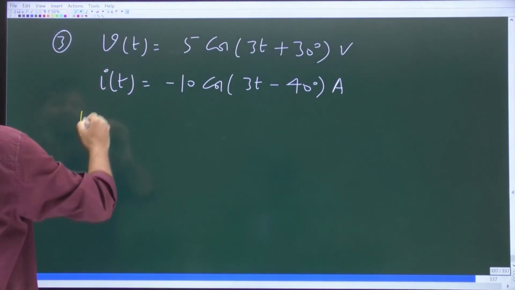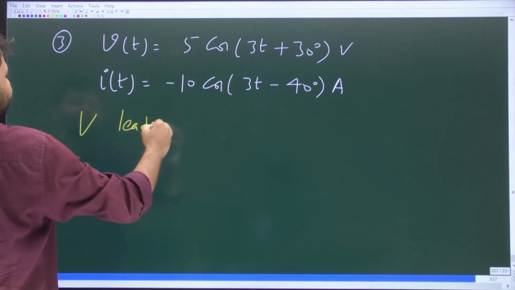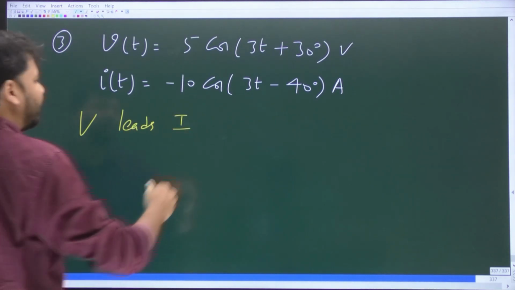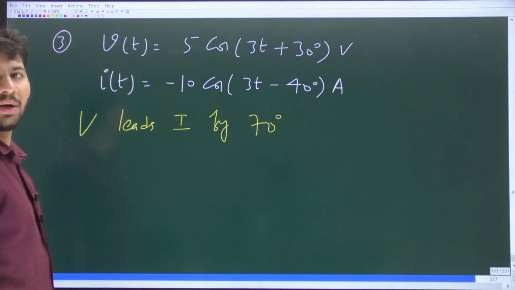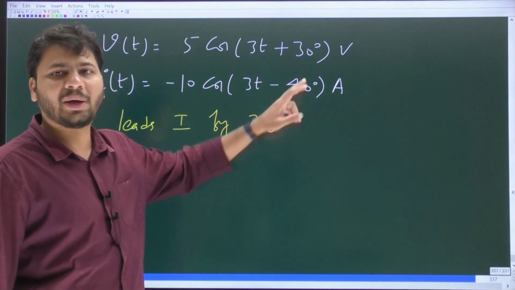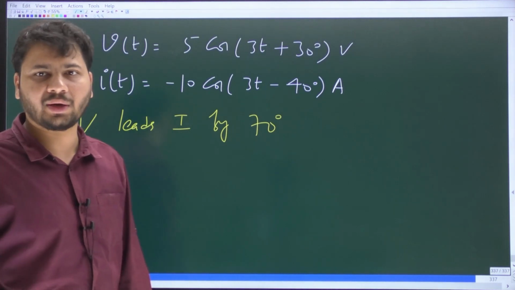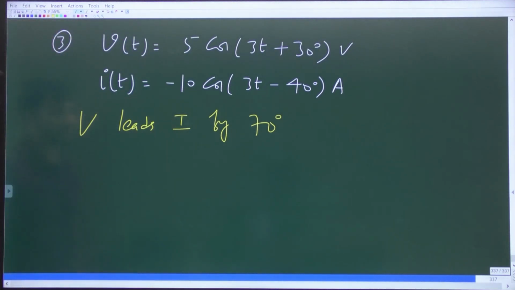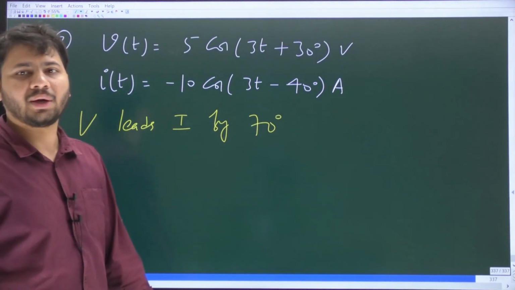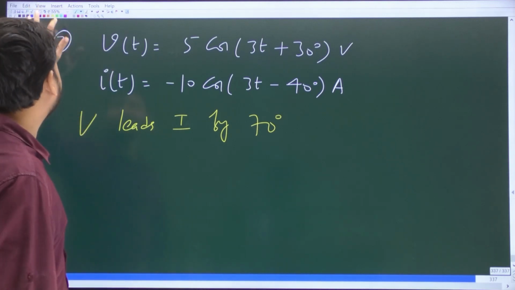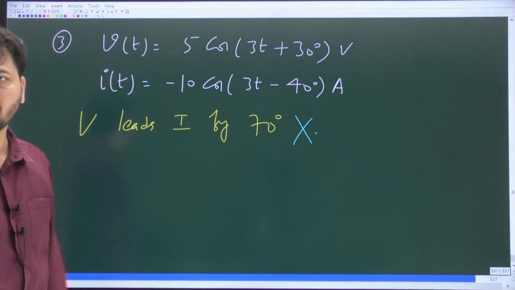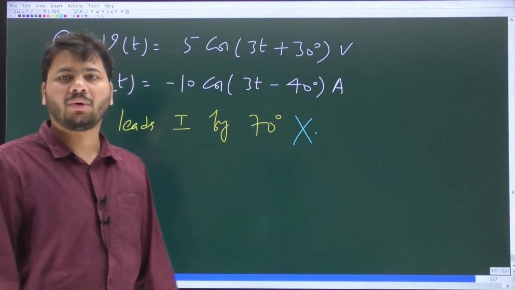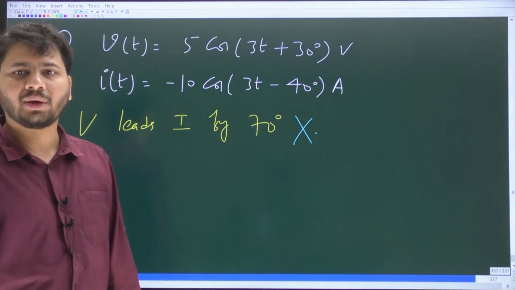So if you make a statement like V leads I by 70 degrees. Why 70 degrees? Because 30 degrees minus 40 degrees is what? 70 degrees. So if you make a statement like V leads I by 70 degrees, then also this statement is going to be false or incorrect.